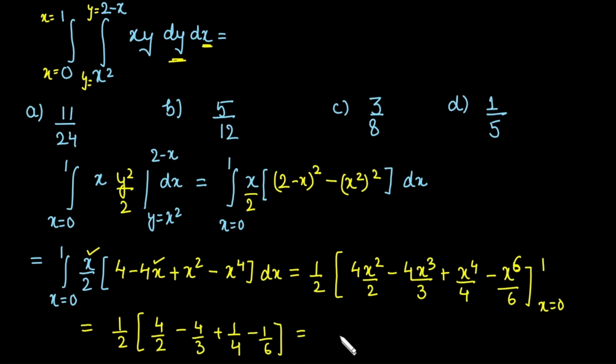This is equal to 1 by 2. Simplify this. So take a LCM. LCM in this case is a 12. 24 minus 16 plus 3 minus 2.